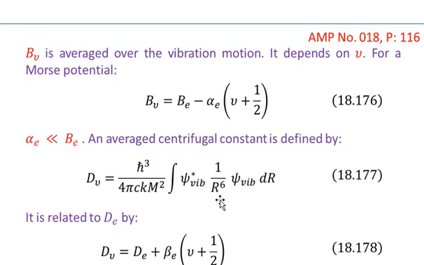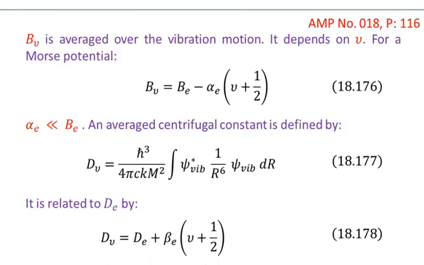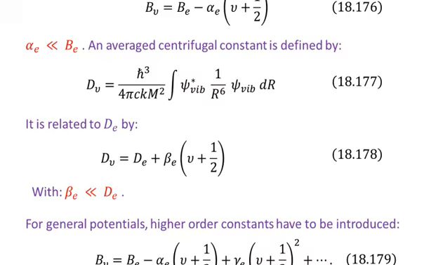Before that, when the molecule was not rotating, the values of BV and DV were constant. But now these two constants will change, as I have explained in equations 176 and 177. And it can also be related to the value of DE, which was also defined earlier, but now I am defining this DV again. So DV is equal to DE plus beta E times V plus half. And in this equation, again, beta E is much less than DE.